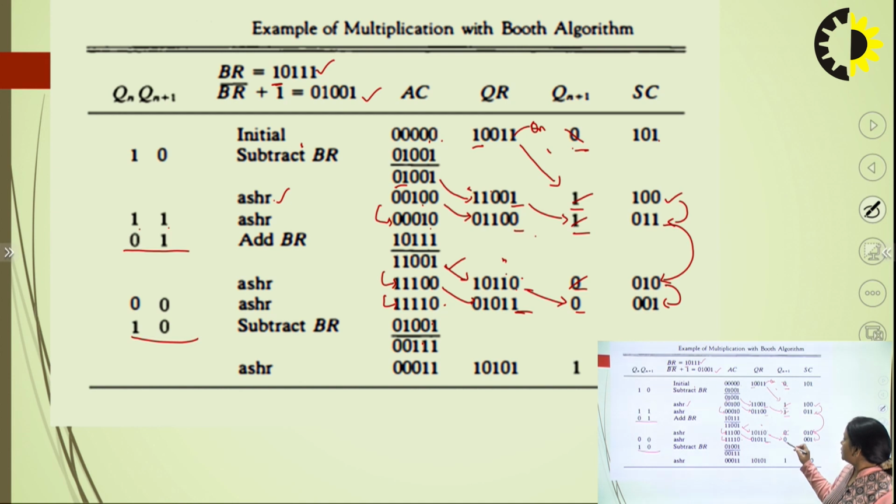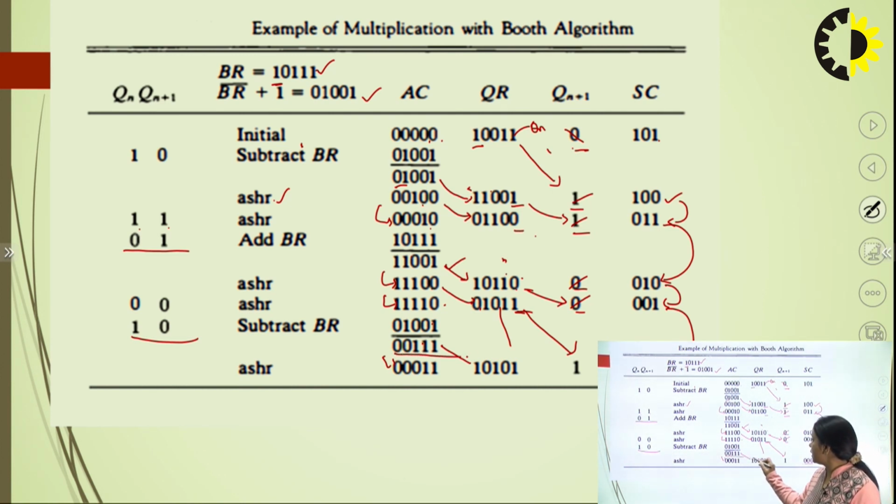Arithmetic shift right, 0 will be lost, 1 will come here, 1, 1, 1, 0, 1, 0, 1 will come here, 1, 1, 0, 0, or again 0 will be copied here. Now, again reduce the value of the sequence counter. Now, it is 0. When we get the value in the sequence counter 0, it means now we have completely performed our multiplication process and the answer will be stored in these two registers, AC and QR.